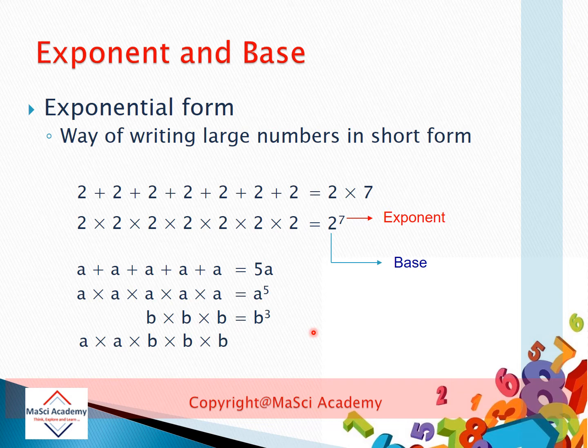We can even have a combination of numbers or variables. For example, A multiplied by B into B into B. So this becomes A square B cube. So we can add powers only for the same variable. The power of A is the number of times A is being multiplied, and the power of B is equal to the number of times B is being multiplied.